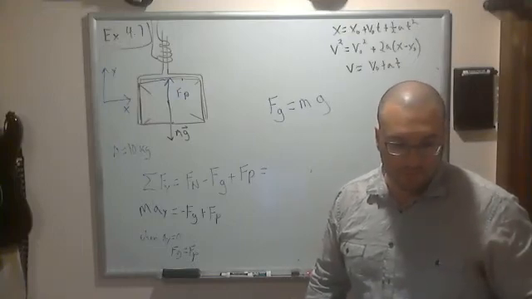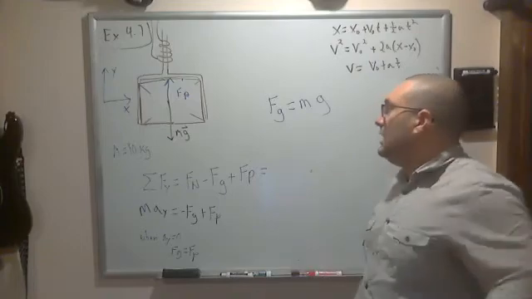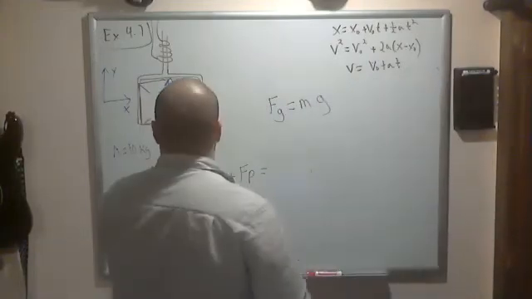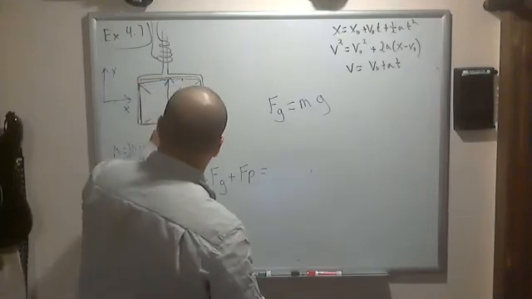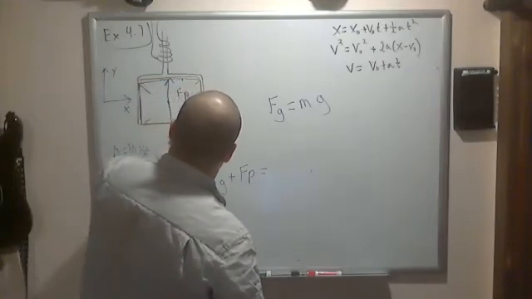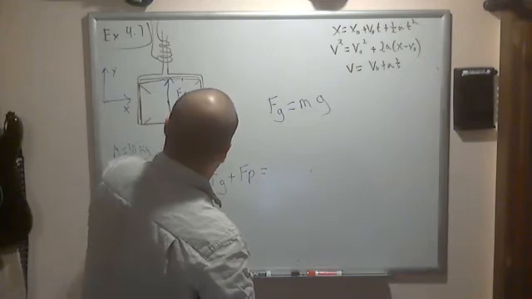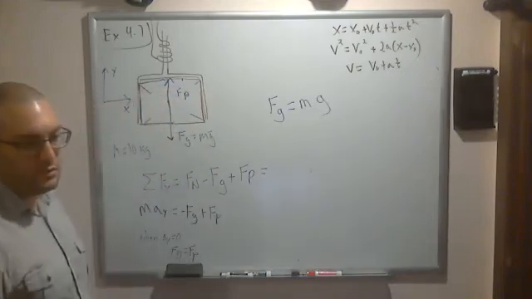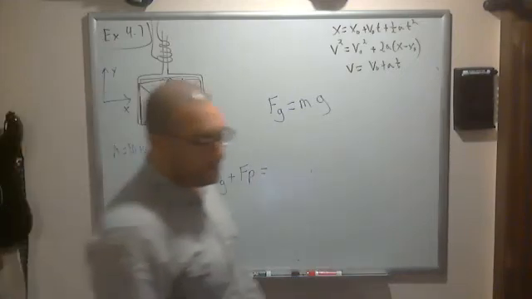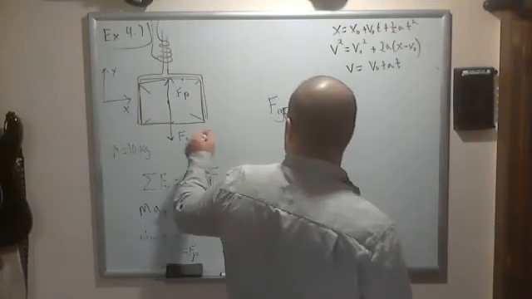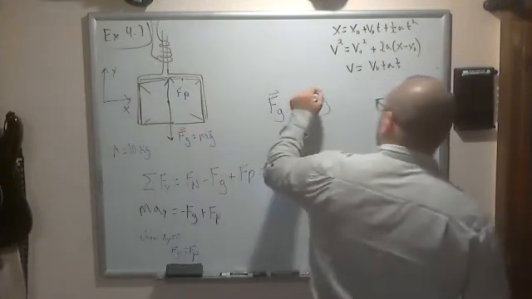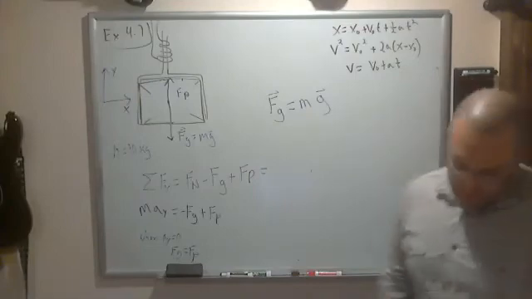Professor, the arrow that points down, does it represent the vector of force due to gravity? Yes, it does. Let me add that in. Fg is equal to that. Thank you. We'll put the arrows in there.